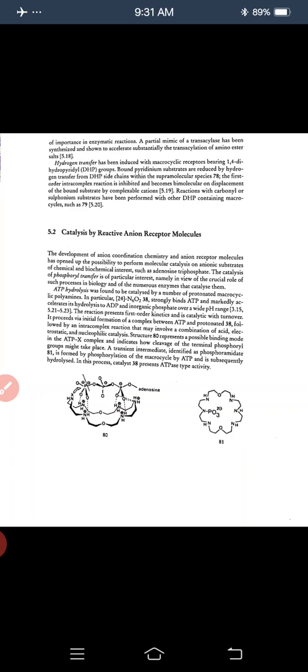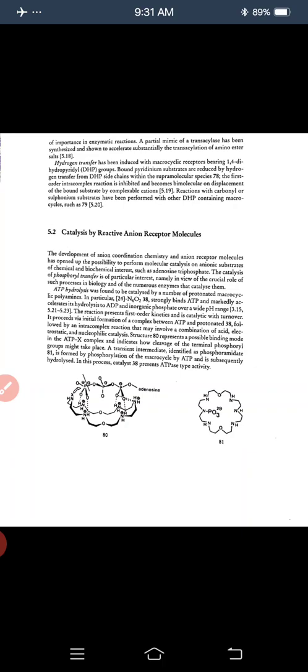Hydrogen transfer has been induced with macrocyclic receptors bearing 1,4-dihydropyridyl, DHP, groups. Bound pyridinium substrates are reduced by hydrogen transfer from the DHP side chain within the supramolecular species. The first-order intracomplex reaction is inhibited and becomes bimolecular on displacement of the bound substrate by complexed cations. Reactions with carbonyl or sulfonium substrates have been performed with other DHP-containing macrocycles.